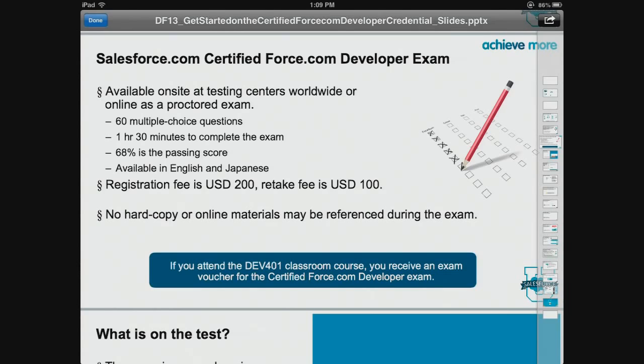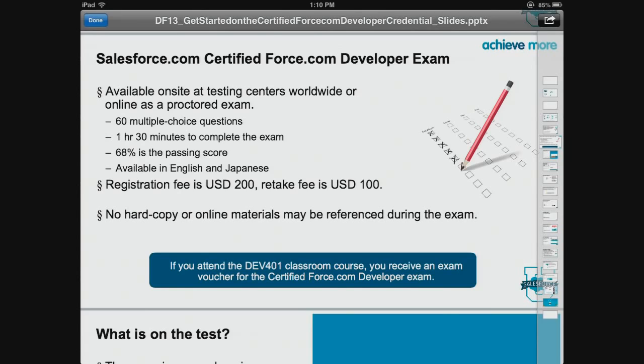It is a multiple choice exam. There's 60 questions. You get an hour and a half to complete the exam, 68%. This exam is only presented in 2 languages, English and Japanese. And there is a registration fee of $200. If you do not pass and you wish to retake it, there is a 50% retake fee of $100. If you take the Dev 401 course, you get a voucher. It's included with the cost of the course, but not the retake fees. So the first time, if you pass it, great. If you don't, unfortunately, you're going to have to pay the retake fee.